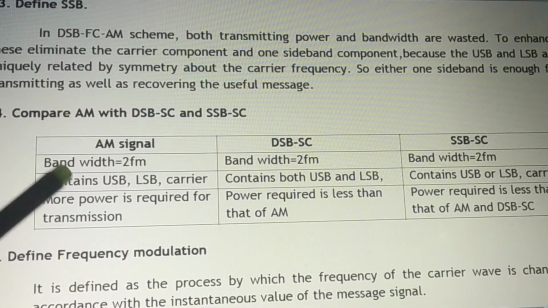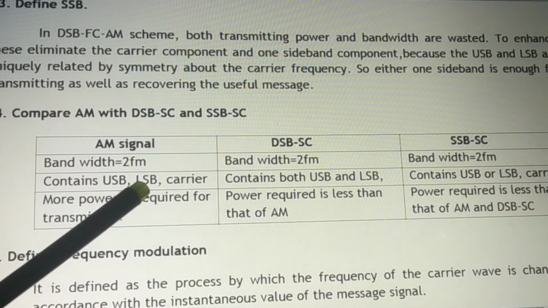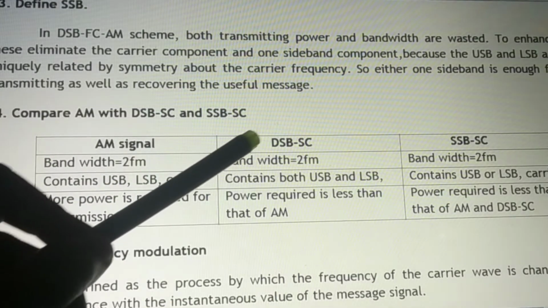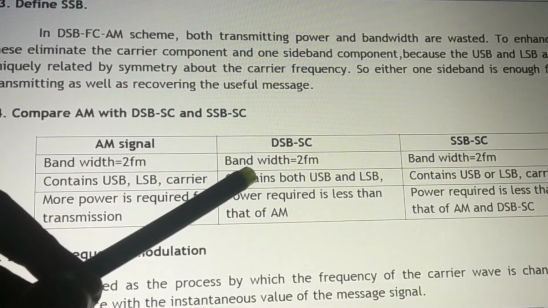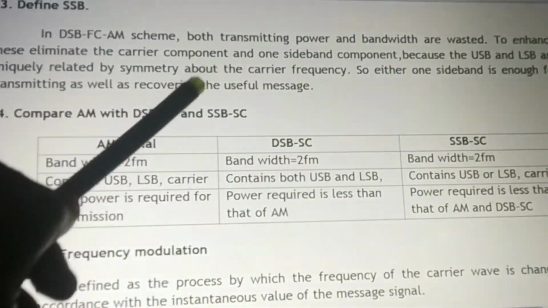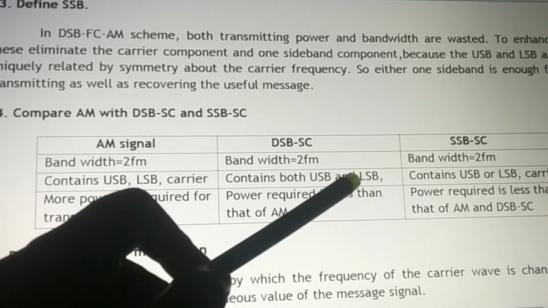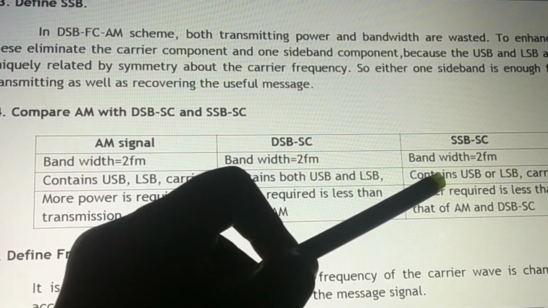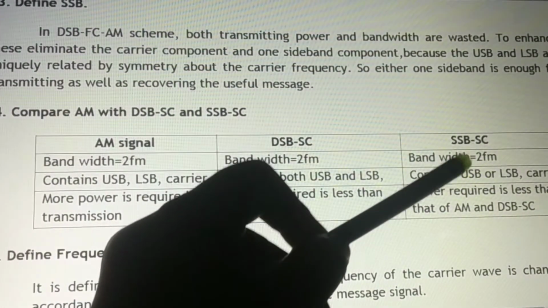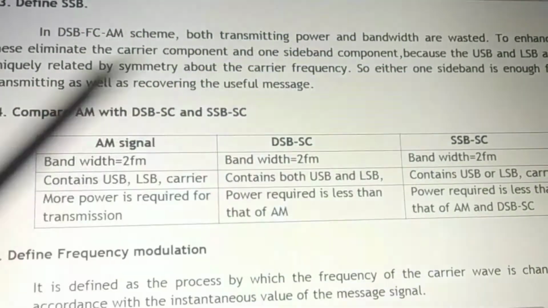The AM signal contains USB, LSB and the carrier signal. For double sideband suppressed carrier, the carrier is suppressed, so it contains only the two sidebands, the upper sideband and the lower sideband. For single sideband suppressed carrier, it contains only USB or LSB.